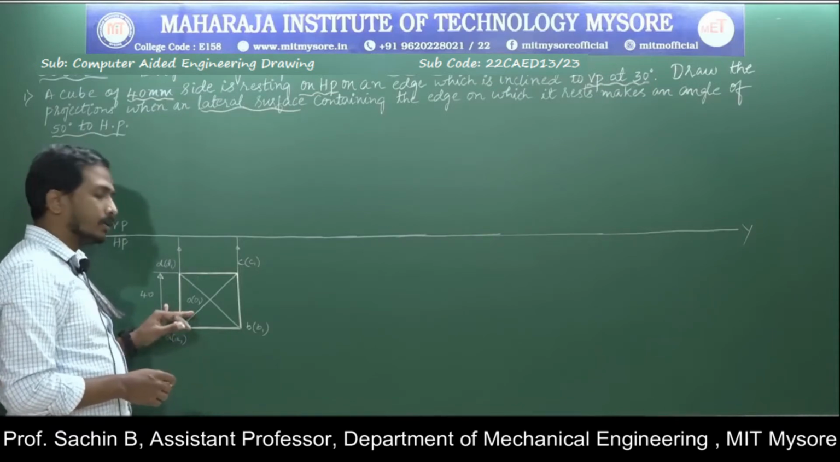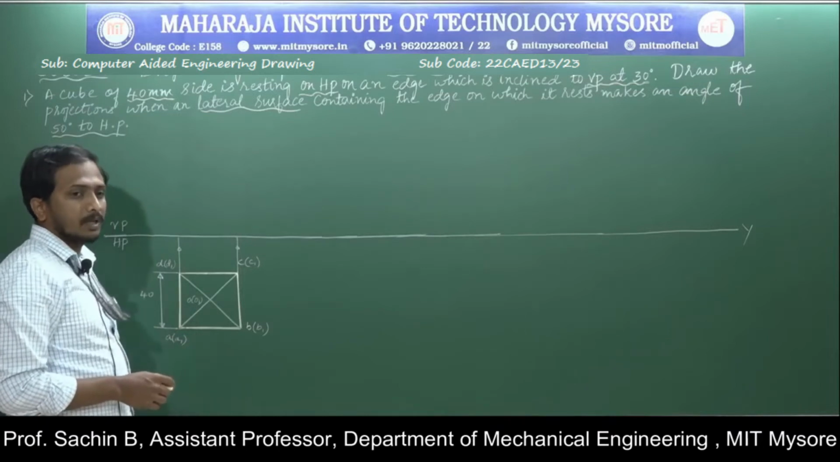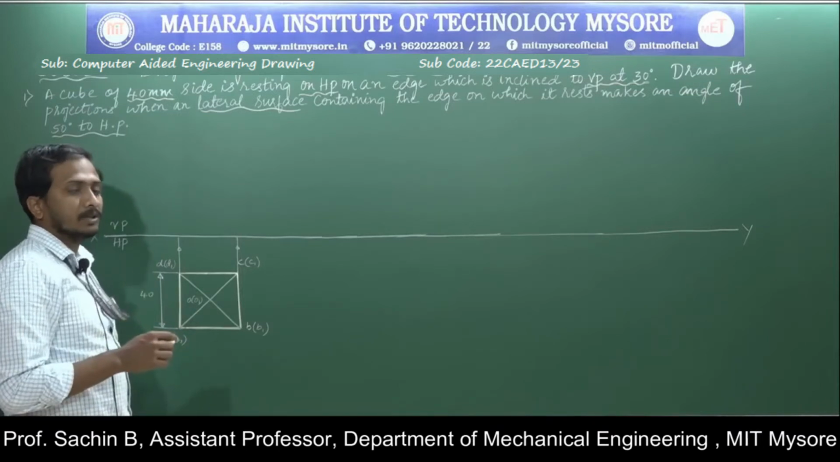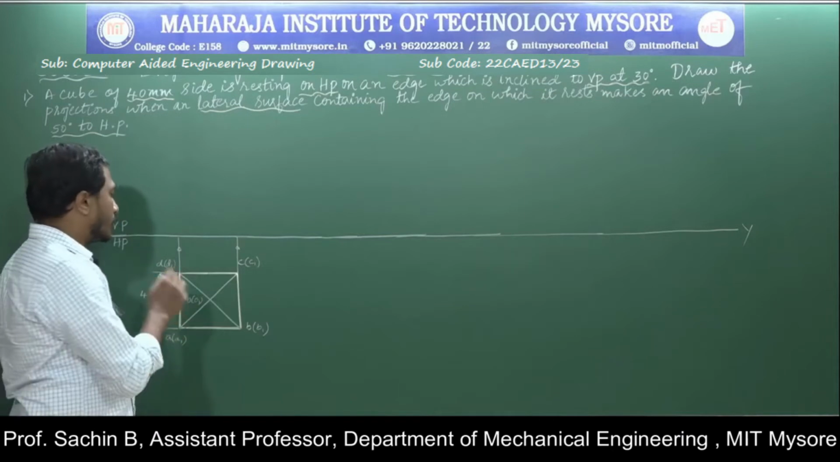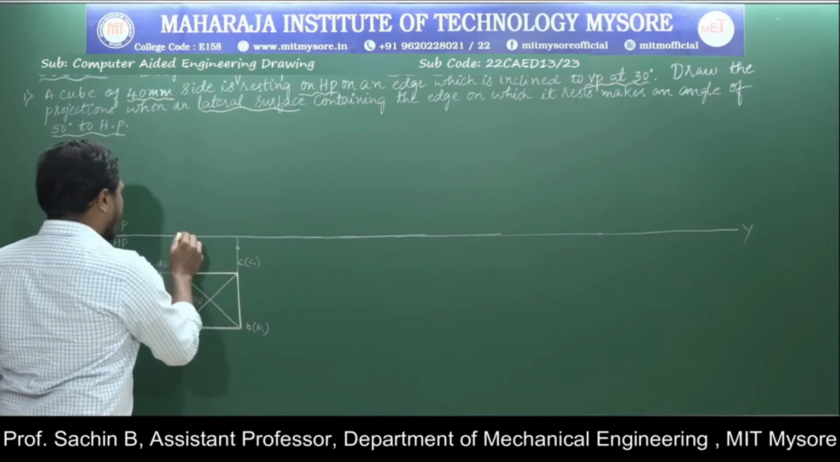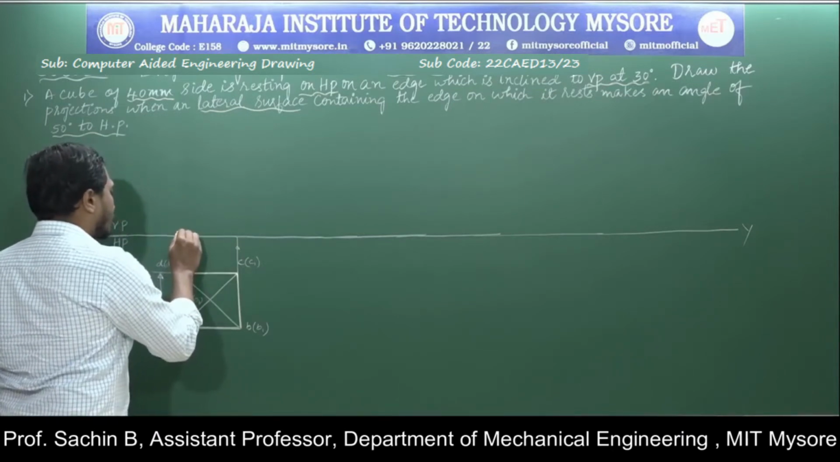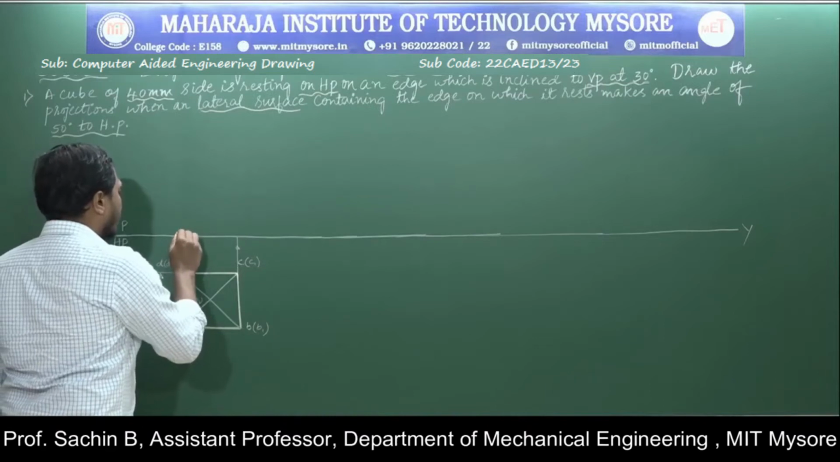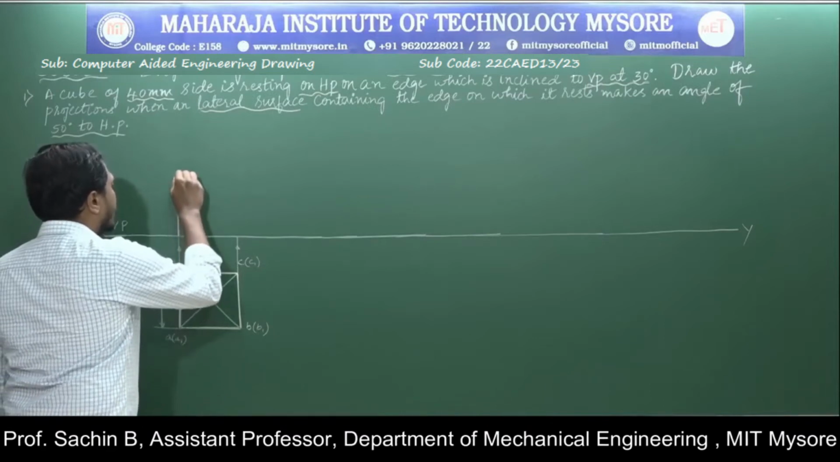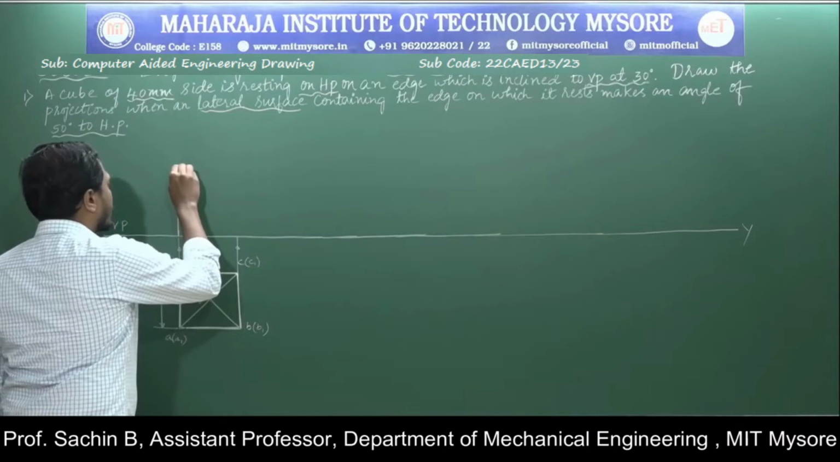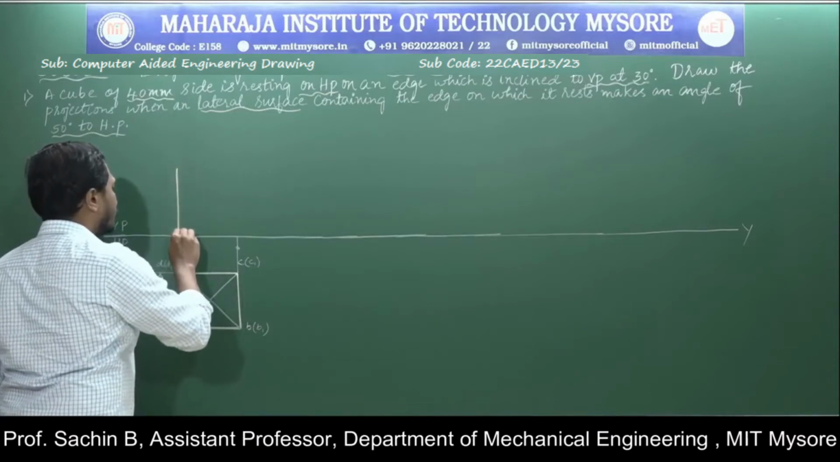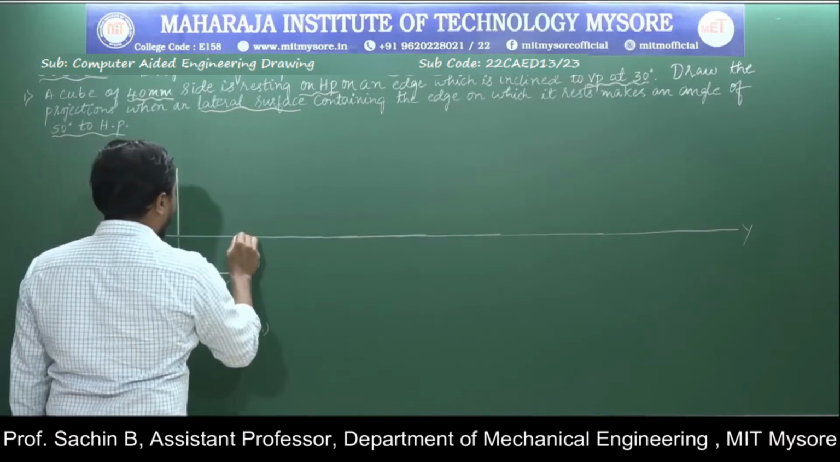Meaning the edge dimension they gave is 40 mm, but according to the concept of regular polyhedron, we will draw this cube with a height of 40 mm because it is a regular polyhedron. Meaning the height also remains the same for this cube of 40 mm.